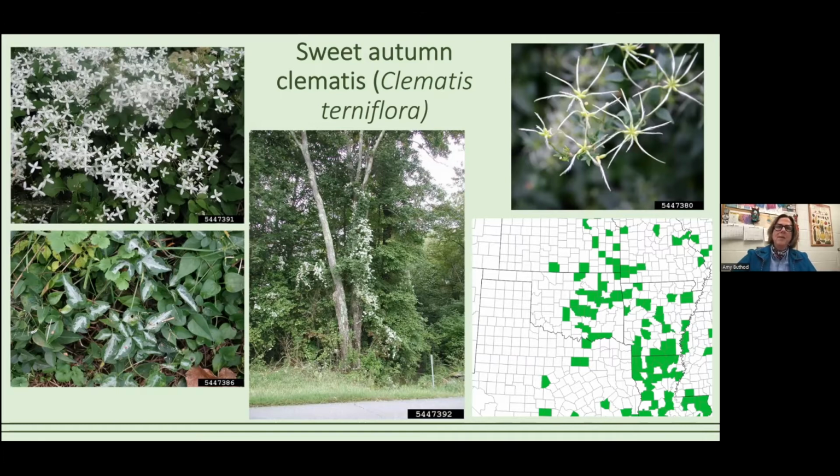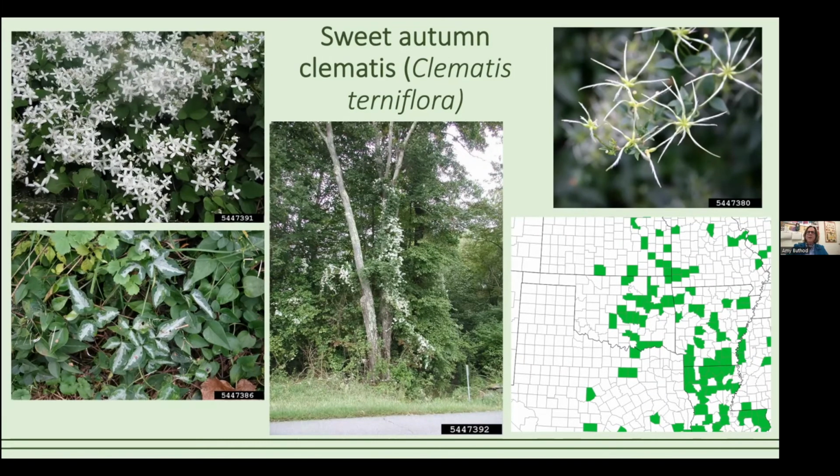Sweet autumn clematis is likely to impact disturbed or waste areas, urban or garden areas, riparian and aquatic areas, and forest and woodland areas. The regions most likely to be impacted in Oklahoma are the Northeast and the Southeast. The distribution of the species is probably much more extensive than the map shows. This is one that does not have a lot of herbarium records for some reason.